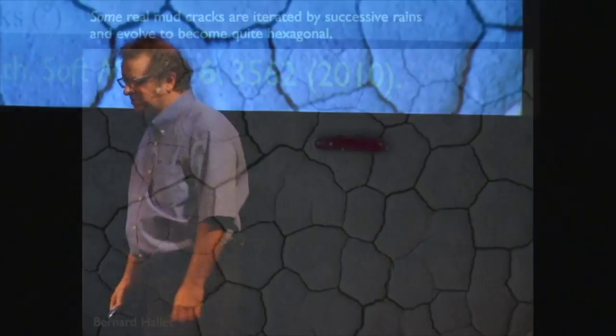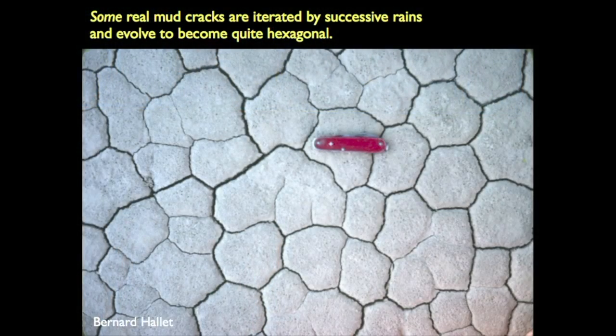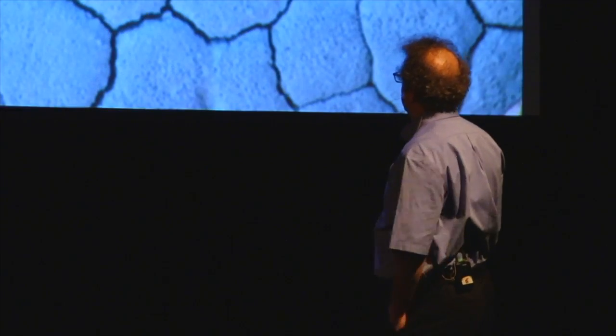Now, this does sometimes happen in natural mud, but it has to be natural mud that cracks, gets rained on, and cracks and gets rained on again. And a great place to find such mud is in Death Valley. I've never been to Death Valley, but Bernie Halle has been to Death Valley, and he took his Swiss Army knife with him.